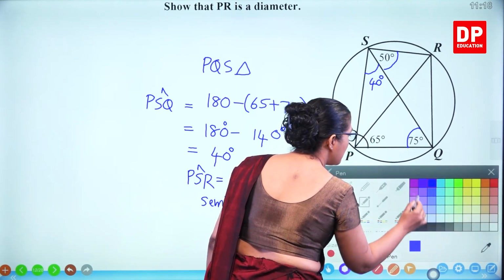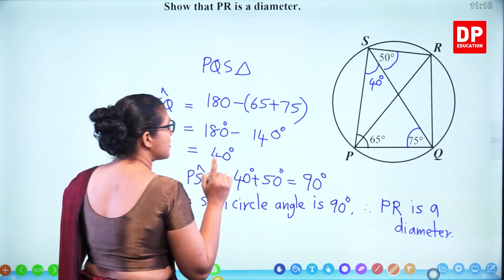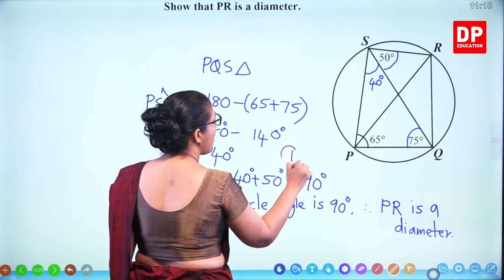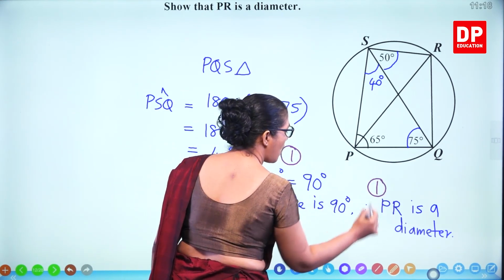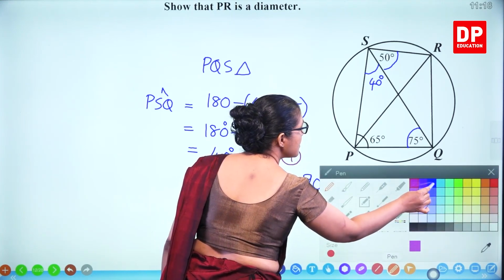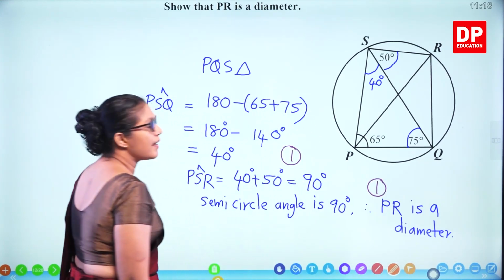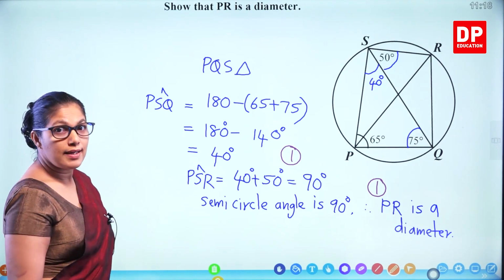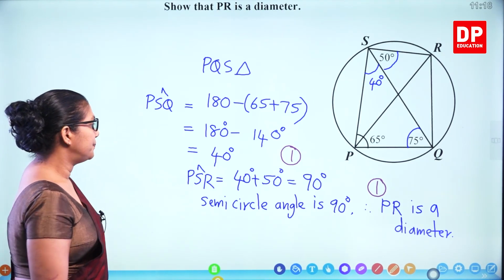So you need to show that this is 90. That's why this is the diameter. So 1 mark for showing that and 1 mark for mentioning that this is semicircle angle is 90. That's why it's the diameter.